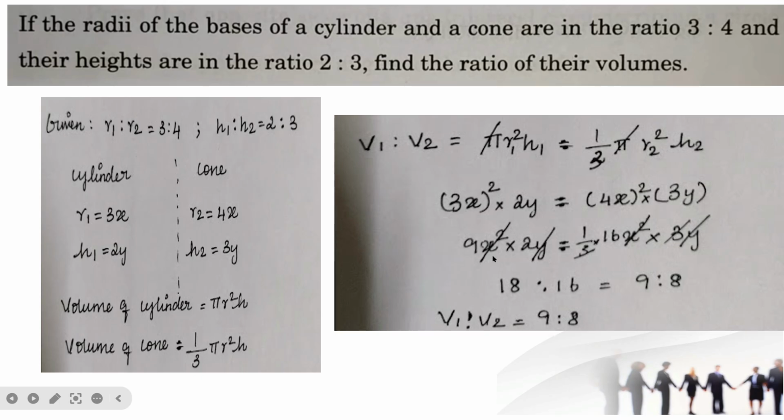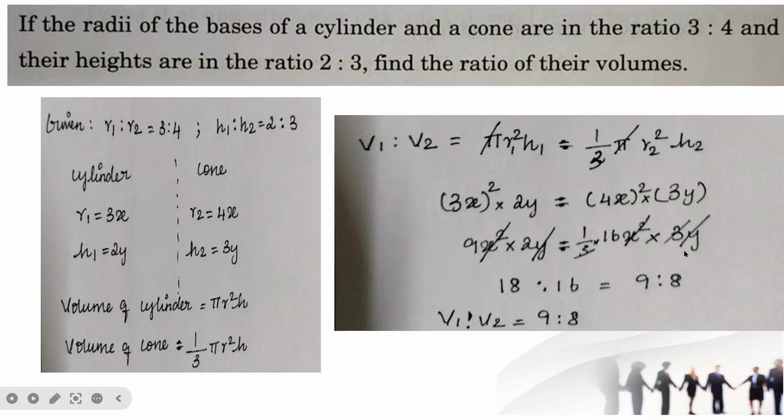3 square is 9, x square is x square, 2y you write as it is. 1 by 3 should come here. That 1 by 3, in the formula we are having, you write it. 4 square is 16, x square is x square into 3y. Here we are having x square, here we are having x square, cancel it.